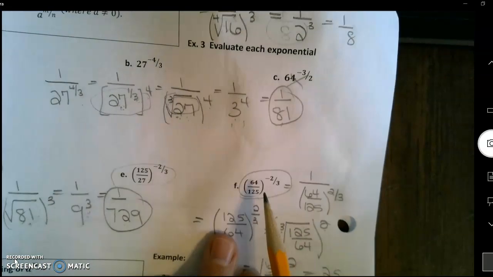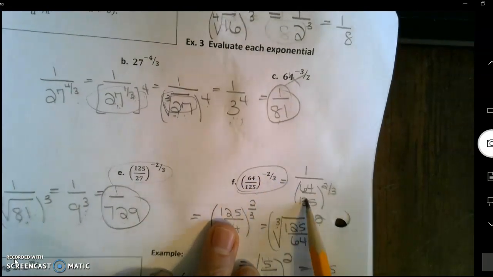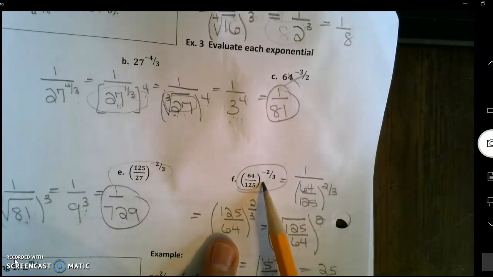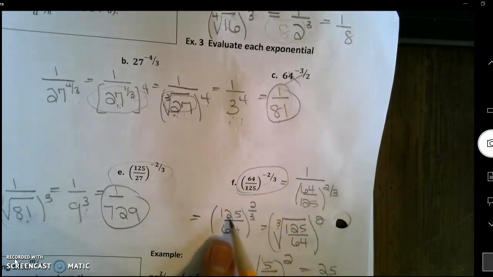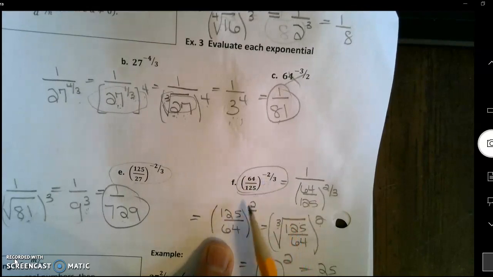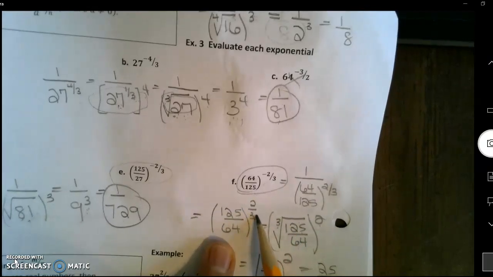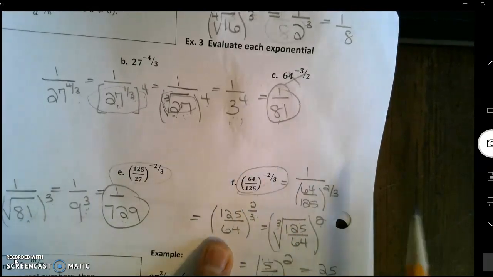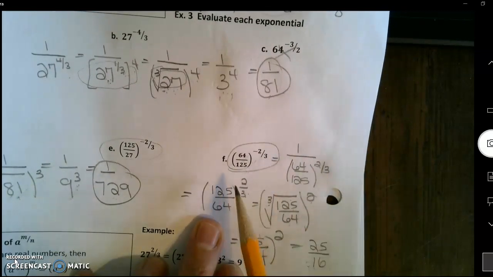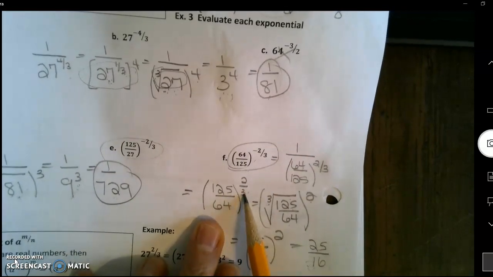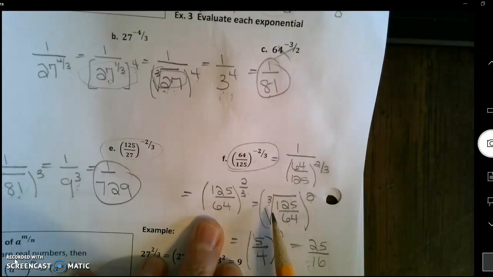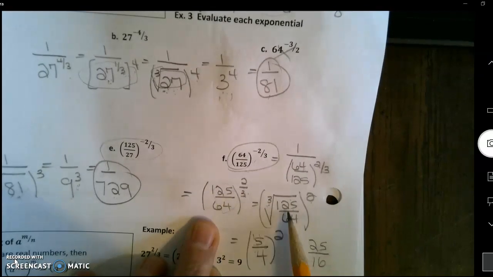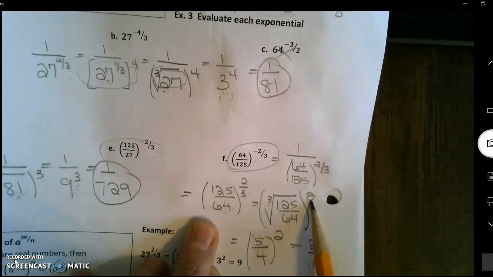So for this one, to make it a little bit easier, what I'm going to do is write the reciprocal and then change the negative 2/3 to a positive 2/3. This is just a shortcut compared to how she did it. This means I'm going to take the cube root of it first. So this is the cube root of what we have inside here. And then I'm going to square that answer.